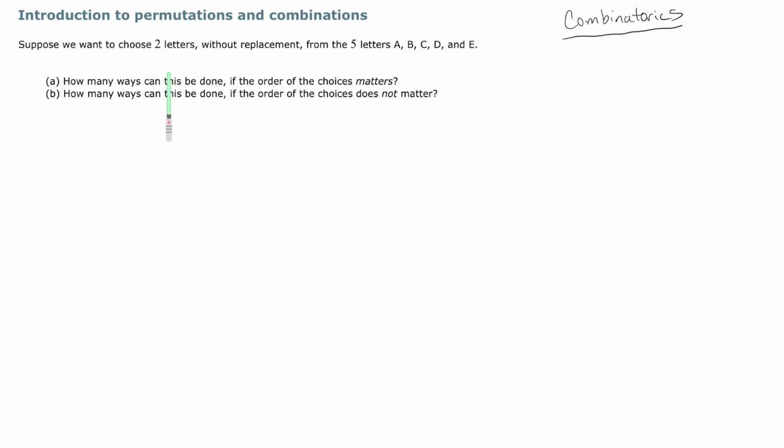Suppose we want to choose 2 letters without replacement from the 5 letters A, B, C, D, and E. And of course, without replacement means once you pick the letter, you don't put it back in the bag, or you don't put it back in the drawing pile. So once you get the letter, you can only pick it once. How many ways can this be done if the order of the choices matter?